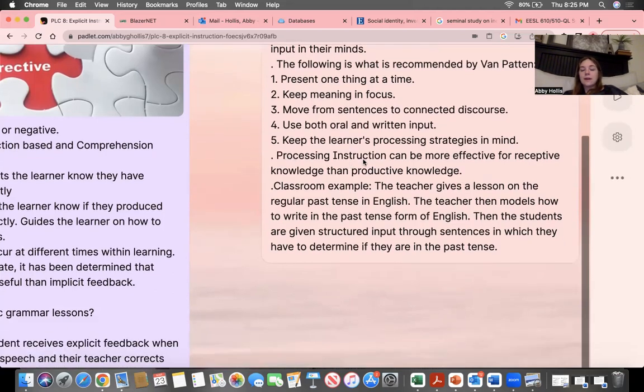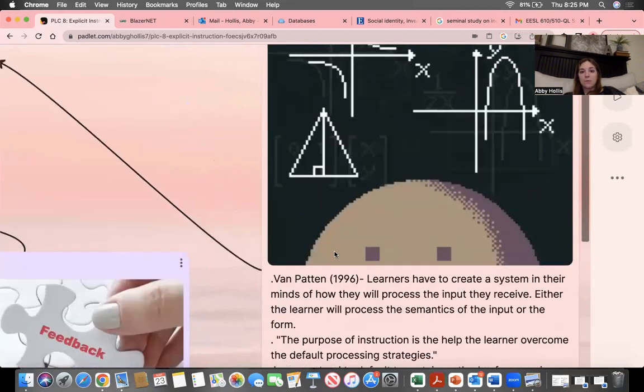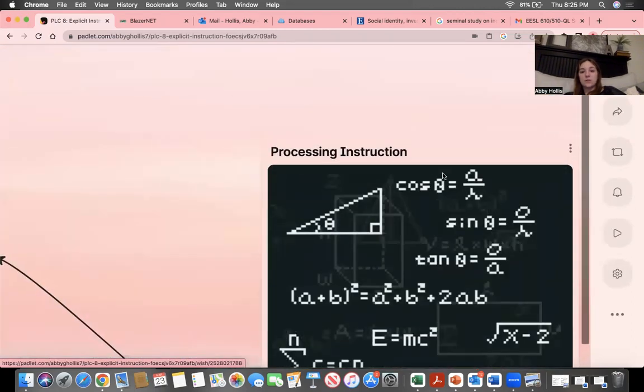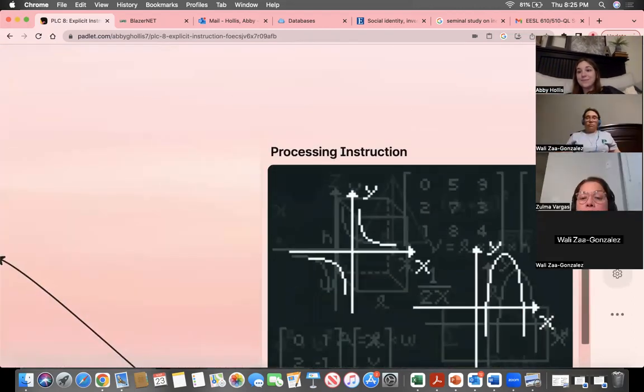And then the last thing I have is that processing instruction can be more effective for receptive knowledge than productive knowledge. And so obviously, if we're just going to be sitting, listening, it is going to be more receptive than productive. And then my classroom example is the teacher gives a lesson on the regular past tense in English. The teacher models how to write in the past tense form of English. Then the students are given structured input through sentences in which they have to determine if they are in the past tense. So a big thing about processing instruction is also having that structured input. But that's all for me.